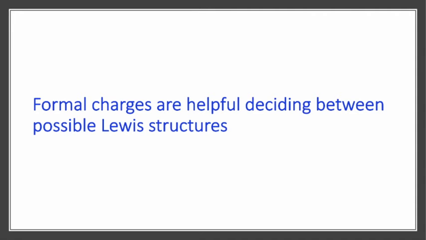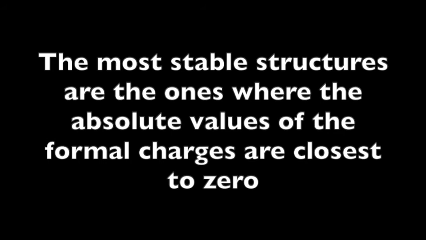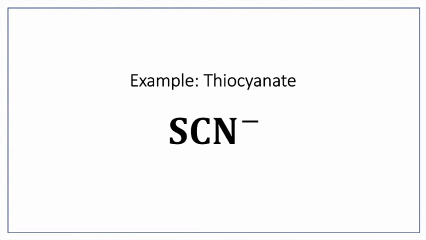Well, it turns out that formal charges are helpful if we are trying to decide between possible Lewis structures. We want to choose the Lewis structure that is the most stable. The most stable structures are the ones where the absolute values of the formal charges are closest to 0. Now let's do an example.